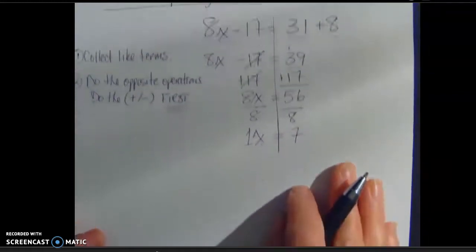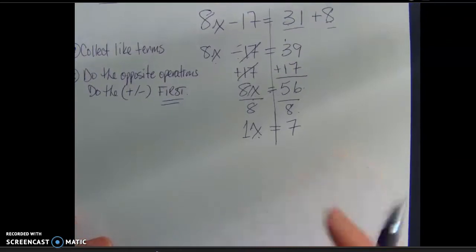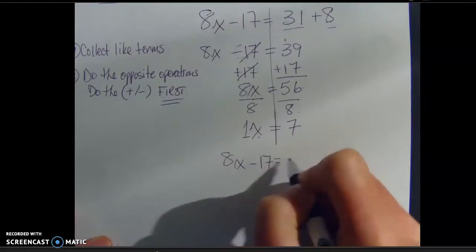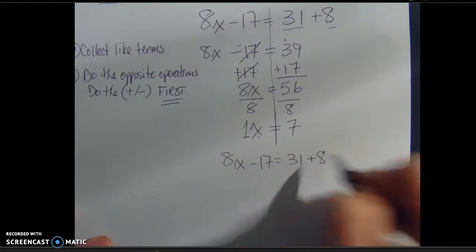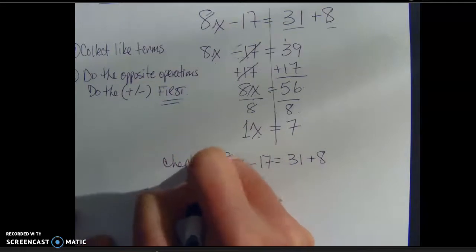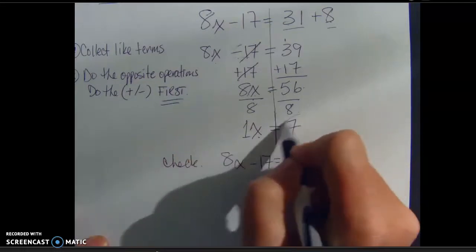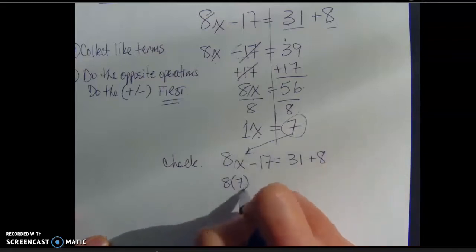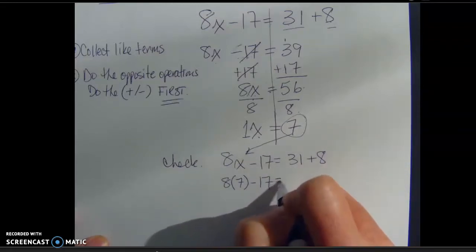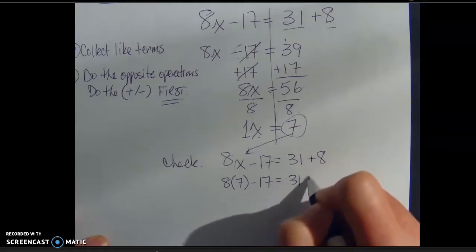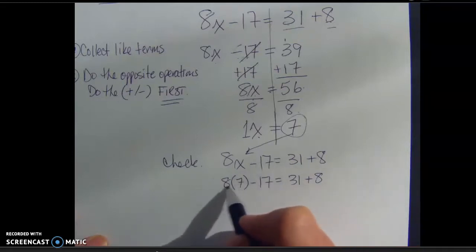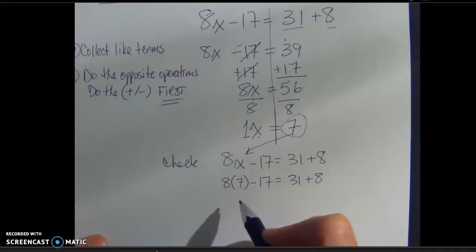Let's check and make sure our answer is correct. Rewriting our question, we've got 8x minus 17 equals 31 plus 8. Here's our check. We're going to take our x equals 7 and put it in the equation. 8, if I use brackets, then it's easier. I don't have to put times signs in. I don't have to mistake a times sign for an x or anything else. Because the numbers are beside each other, it means times.